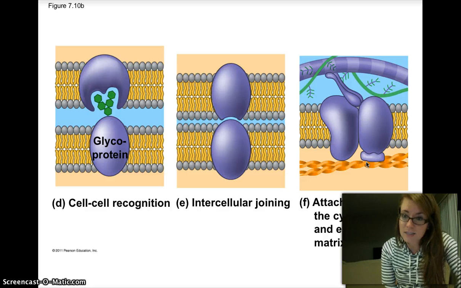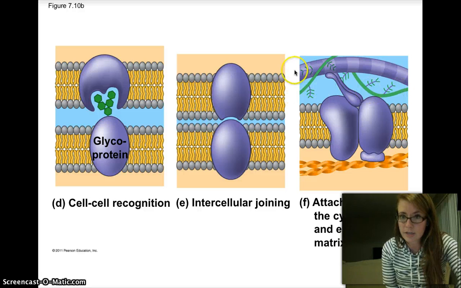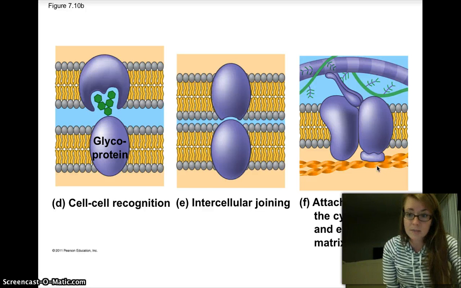And let's say our cell wants to stay in one spot and not travel all over your whole entire body. Some cells want to do that, but some want to stay in one spot. These proteins can attach it to everything happening outside of the cell, right here, the extracellular matrix, and to the cytoskeleton on the inside of the cell. That way, the cell's not going anywhere. It's going to stay in one spot.